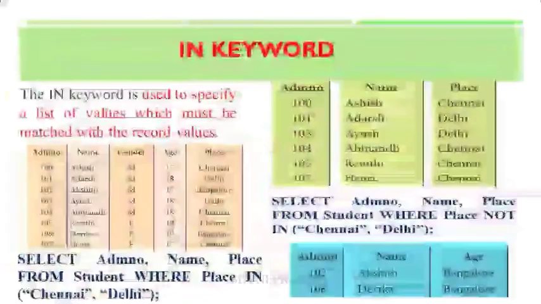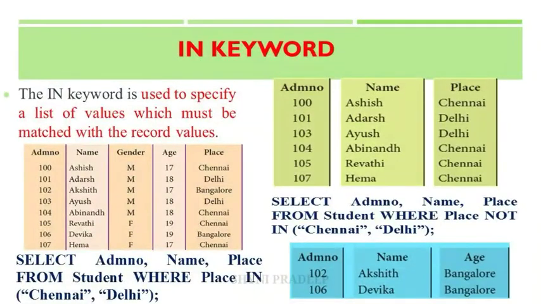Next keyword is the IN keyword. The IN keyword is used to specify a list of values which must be matched with the record values. In other words, it is used to compare a column with more than one value. It is similar to the OR operation. Okay. So here you have to provide a list of values. It must be matched with the record values that are available in the table.